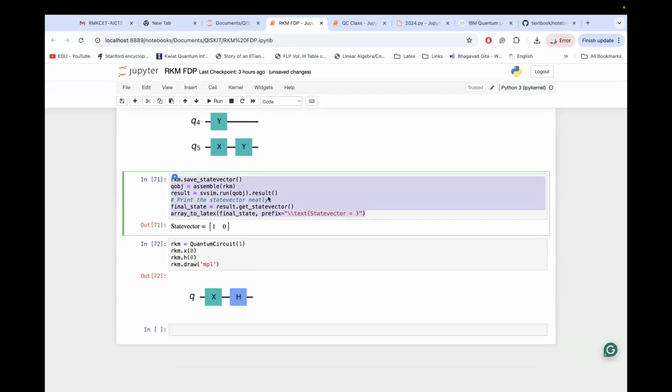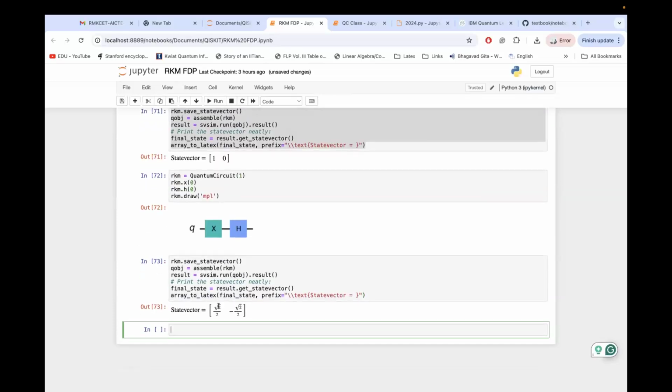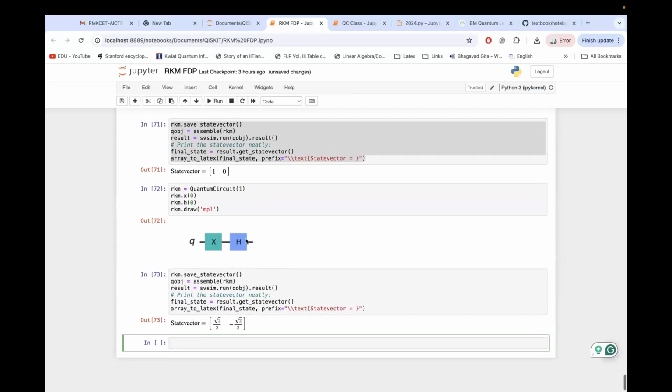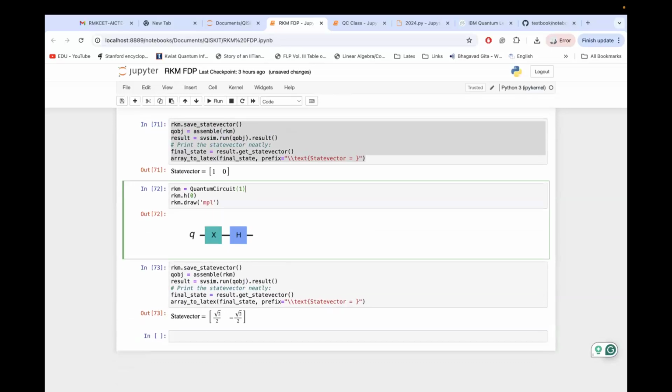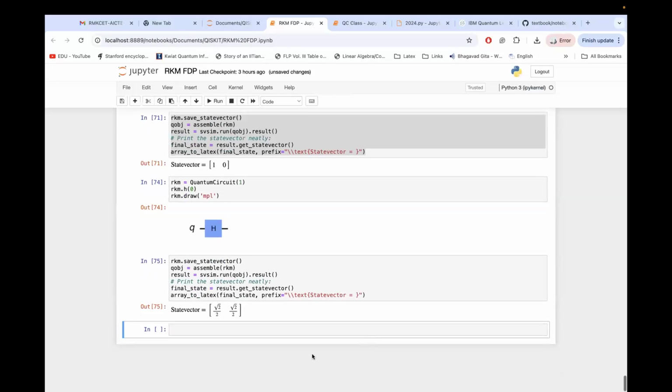We can use this command to get it as the LaTeX visualization. So look at this, this is the state. Root 2 by 2 is again 1 by root 2. So 1 by root 2 and minus 1 by root 2 is the quantum state after this operation. And if you are just applying Hadamard operator, this is going to become 1 by root 2 and 1 by root 2. There will be no phase factor here, right?